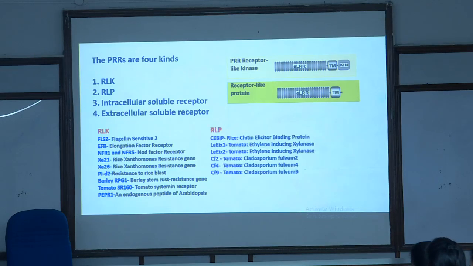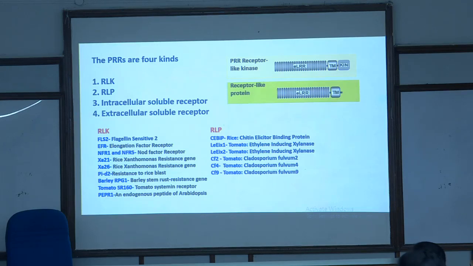Let's see some of the RLPs. The classical one which gives resistance against rice blast is CEBiP, chitin elicitor binding protein, right? This protein is anchored in the rice cytoplasmic membrane, and it interacts with the pathogen-associated molecular pattern. In this particular case, it is chitin, because we know that most fungal pathogens have chitin in their cell wall, right? Chitin is completely absent in the plant, so the plant can interact with chitin which is not native to the plant. So this is a well characterized one.